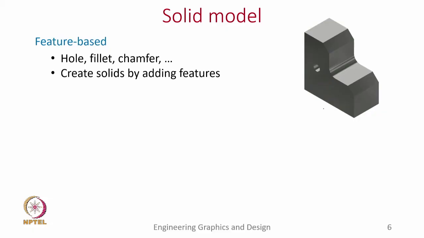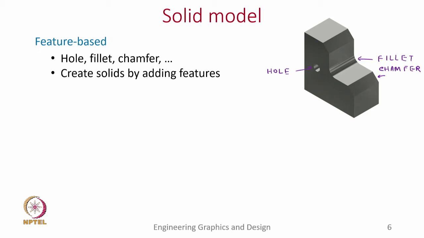So, if you look at this object, what are the kind of features we see? We see that there is a hole here, there is a fillet here, and we also notice that there is a chamfer here. So, these are the features which define the object.